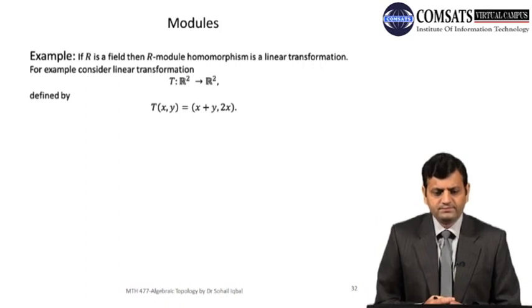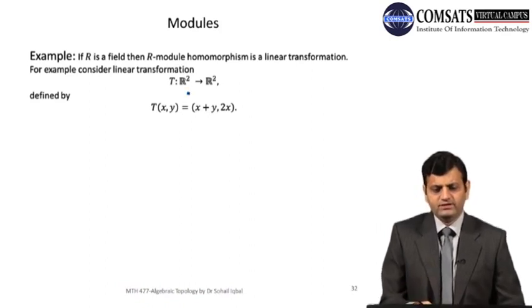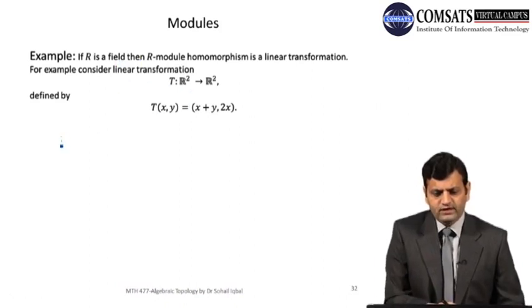So if R is a field, then an R module homomorphism is a linear transformation. We have already seen what a linear transformation of vector spaces is. So for example, consider this following linear transformation. Let's see if it respects the operation of addition and multiplication, or the action of R on itself. Okay, so take two elements, let's call them u, which is (x1, y1), and another element v, which is (x2, y2).